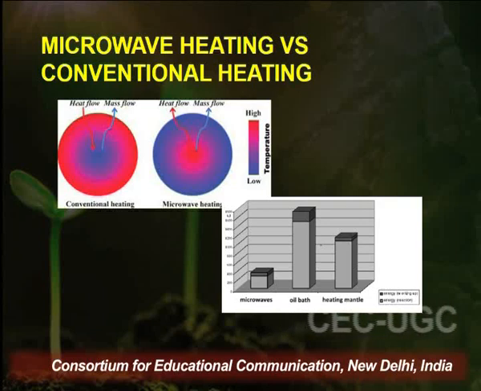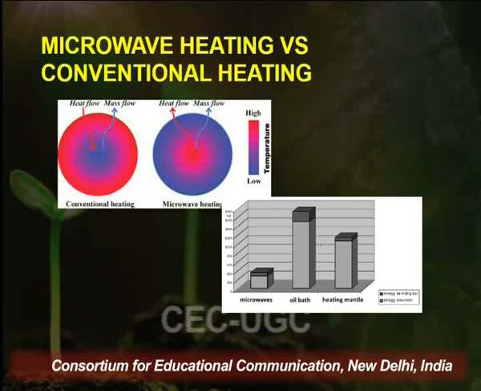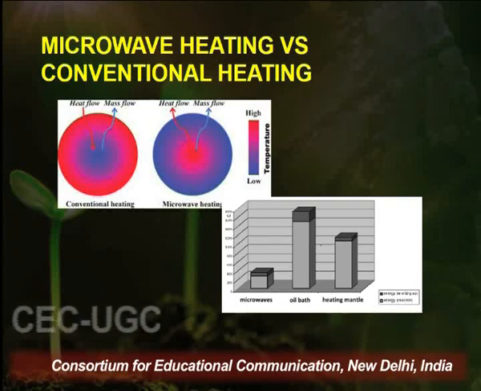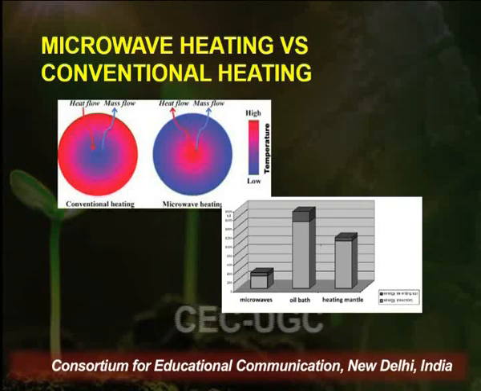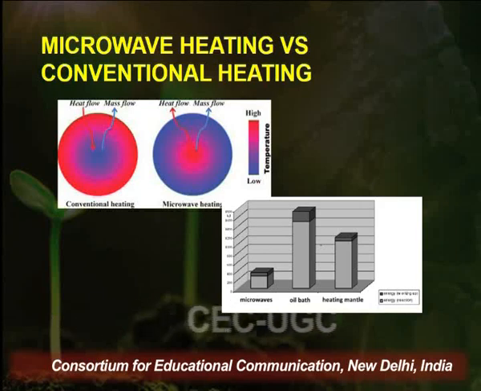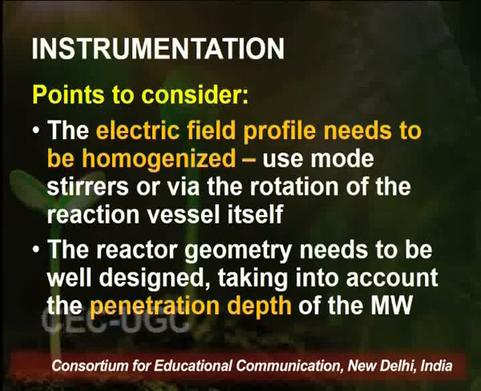The second graph shows you the consumption of power during an extraction process in comparison to the oil bath or the heating mantle. So we can clearly see that the power consumed by the microwave in an extraction process is significantly low in comparison to the oil bath or the heating mantle, which are nothing but the equipment used for the conventional heating mechanism. So this is one example of how microwave heating differs from conventional heating. Now we move on to instrumentation of microwave assisted extraction.